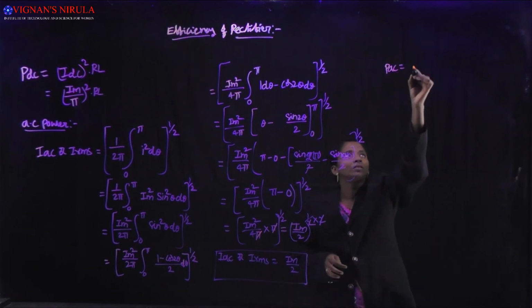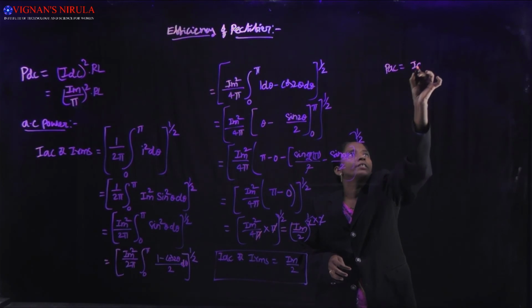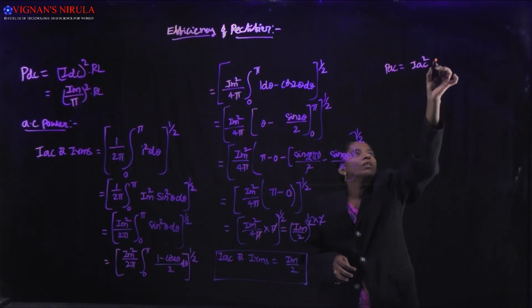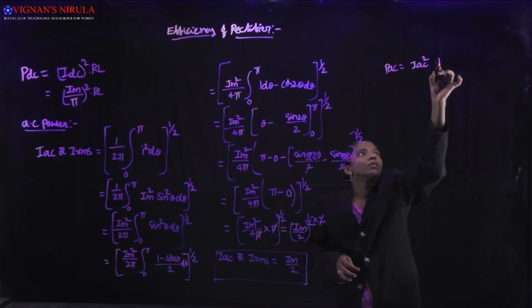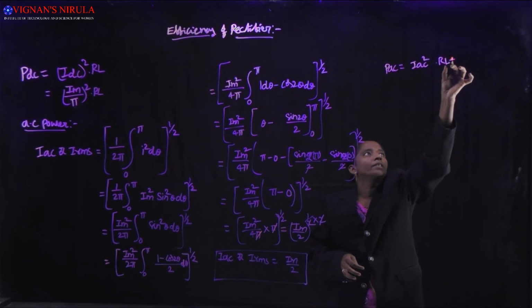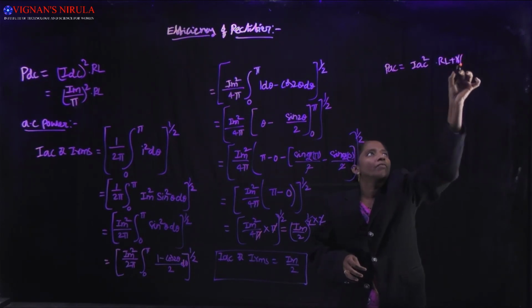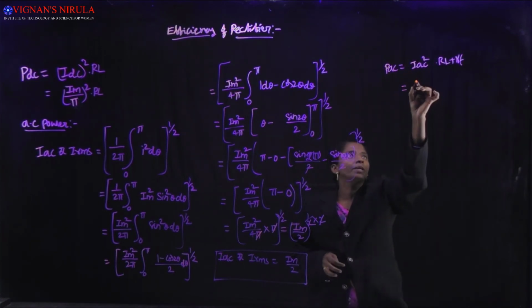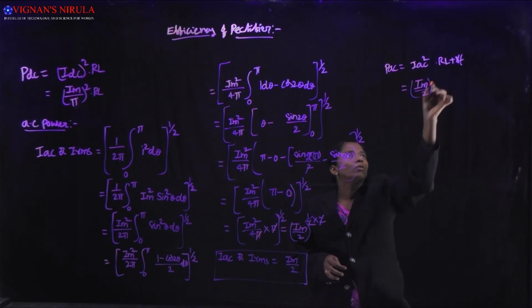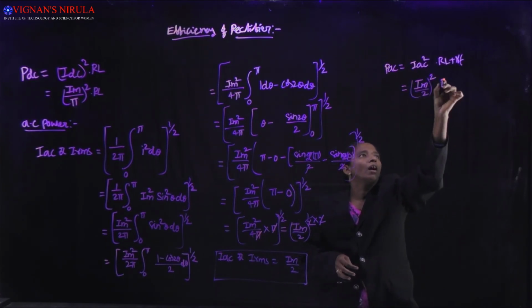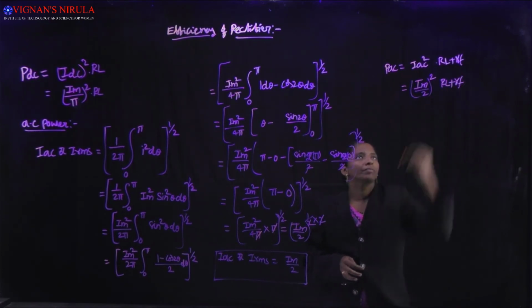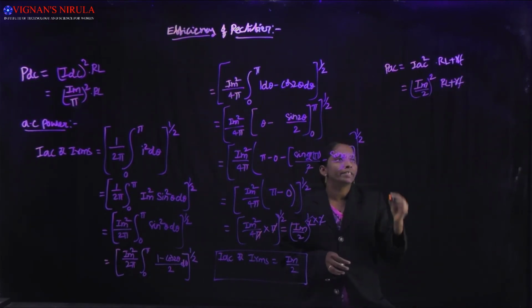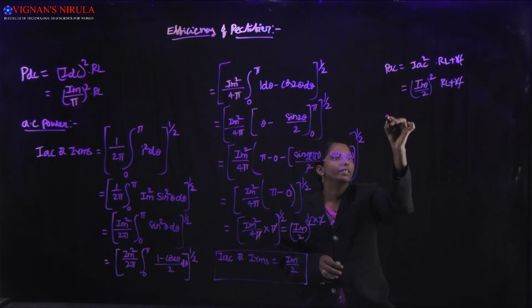Now write the PAC equal to IAC square into RL plus RF. Here IAC is Im by 2, so Im by 2 whole square into RL plus RF. This is the PAC. Now calculate efficiency.